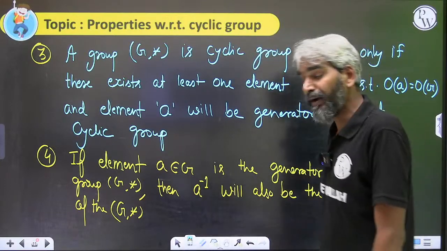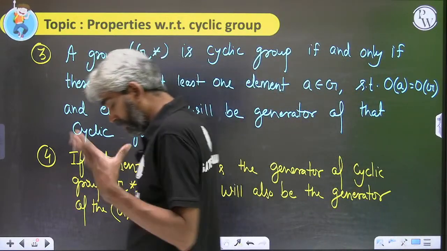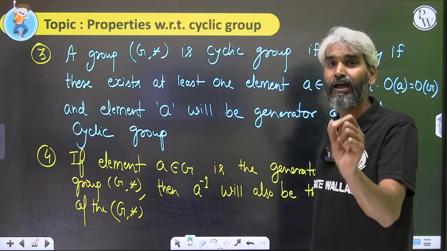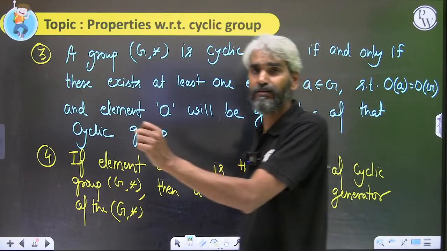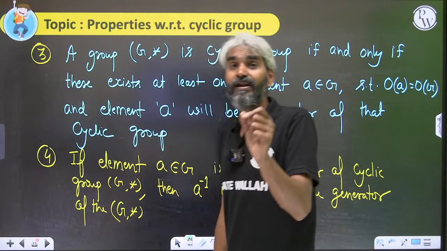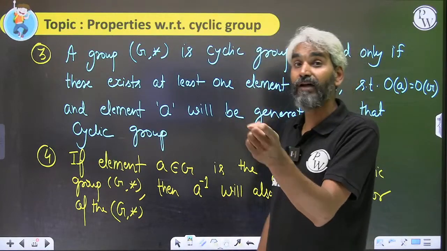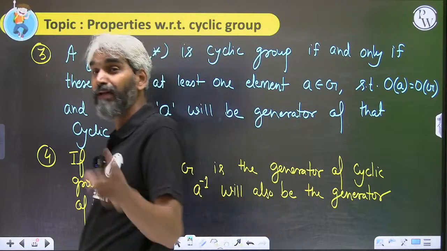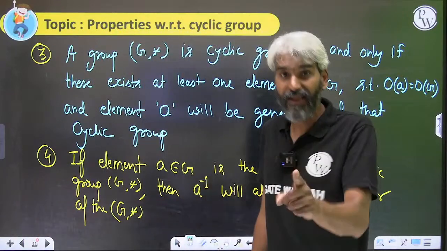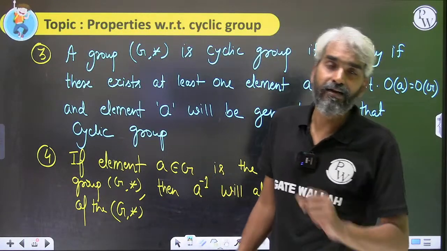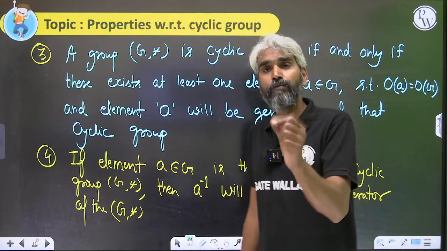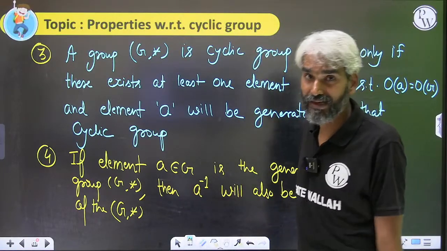Clear? Now, apart from that, the order of an element is the same as the order of its inverse. Therefore, if a particular element is a generator, that means the order of that element is the same as the order of the group. Therefore, the inverse of that element will also have an order which is the same as the order of the group. Therefore, if element A is the generator of the group, then its inverse, A inverse, will also be the generator of the same cyclic group.